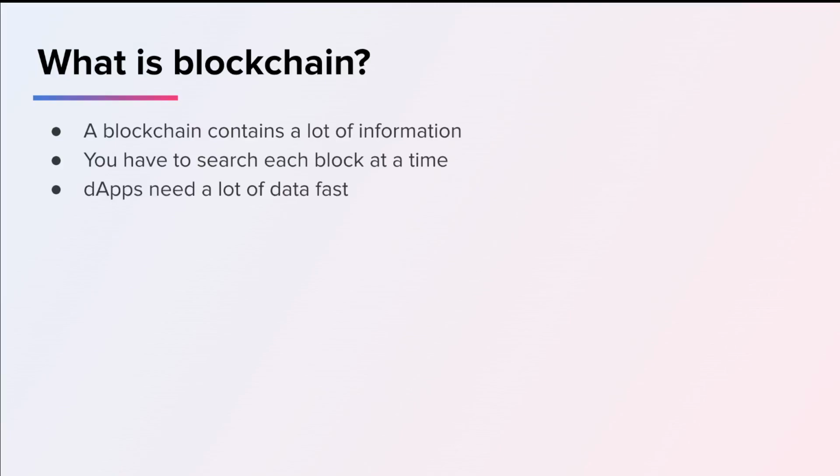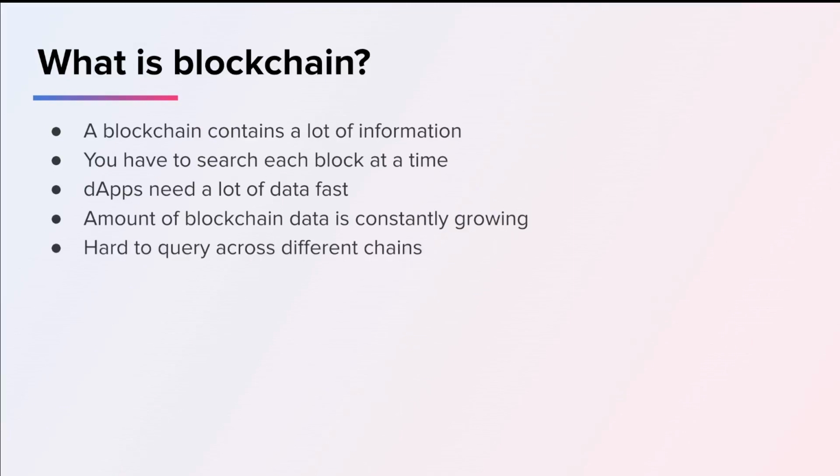Modern complex applications need a great deal of volume of data, and they need it fast. But it takes time to query the data from a blockchain using the default API provided. In addition to this, the amount of data on the blockchain is constantly growing. The more blockchain-based dApps we have, the more information they store, and the bigger the blockchain grows. And the final point is that it is also hard to query data across different chains in this multi-chain world. This is where indexing comes in.